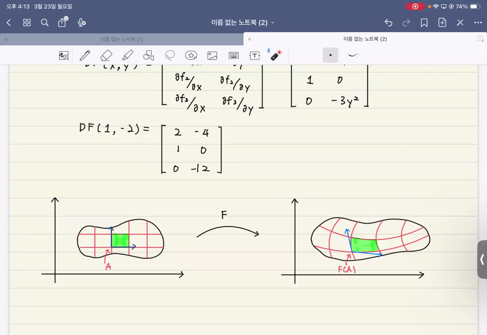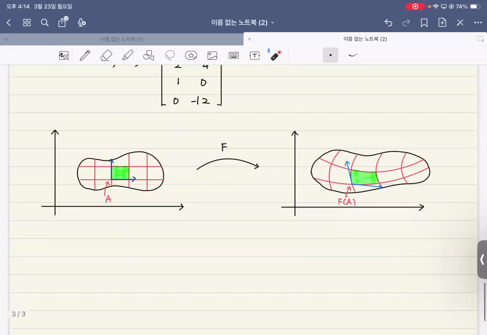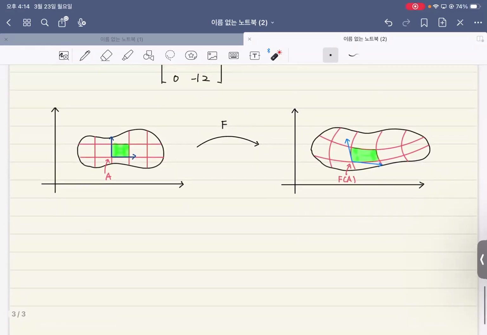So yeah, I can also give you the geometric intuition. This is how usually the matrix derivative works, especially for the approximation. Okay, good.